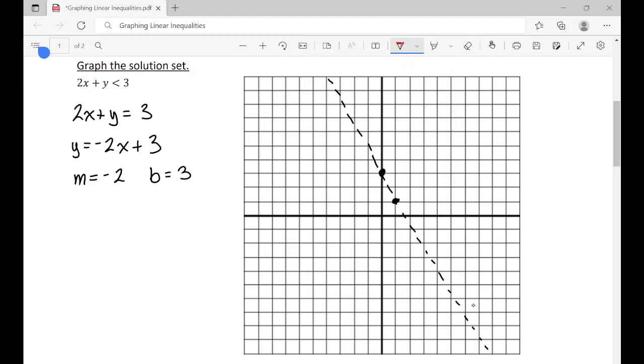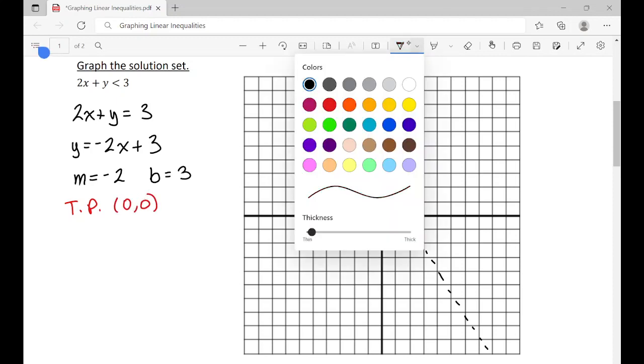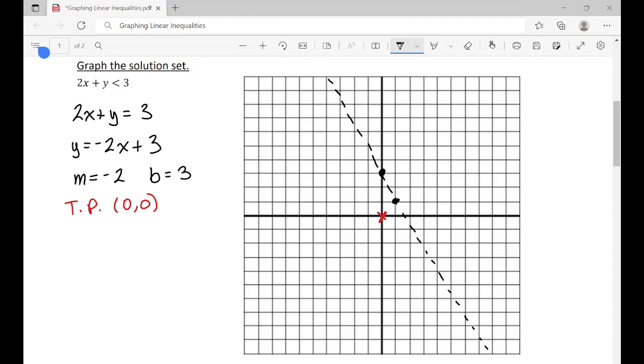And now I'm going to pick a test point, anywhere that's not on this line. You can choose whatever you want, but I'd rather choose something simple and easy. I want to choose 0, 0. So my test point is going to be 0, 0. So I'm going to plug this into my original inequality back at the beginning. So 2 times 0 plus 0 is less than 3. So 0 is less than 3. So is 0 less than 3? The answer is yes. So this is a true statement.